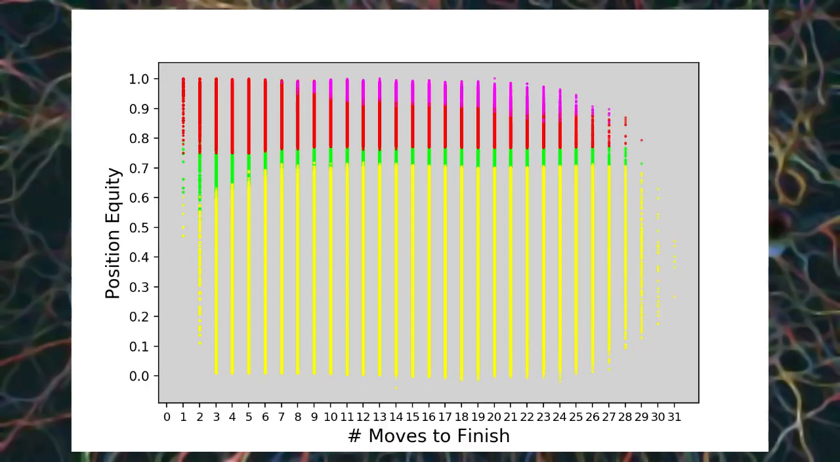Each point represents one position, and there are about 500,000 of them, obtained by playing out races. So they are a sample of positions you might encounter in your own games. The position's X value is the TTF, the number of moves to finish given by the estimate, and the Y-axis value is the cubeless win probability. Each position is colored by its own action: no double in yellow, double take in green, double drop in red, and too good in magenta.